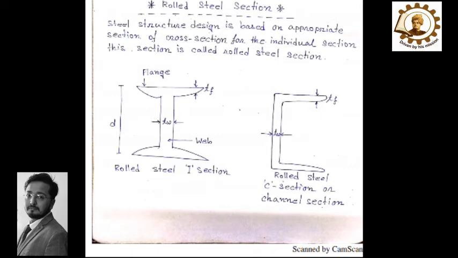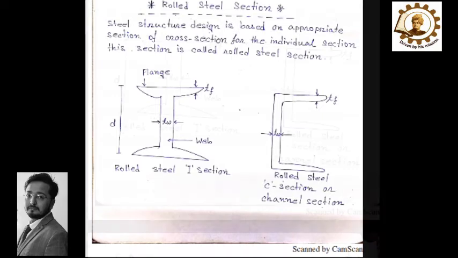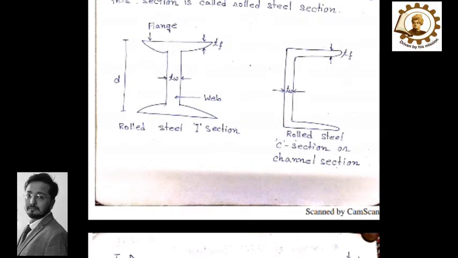Thickness of flange is denoted by T suffix F. Thickness of web is denoted by small t suffix W, and width of flange is denoted by small b suffix F. Now, on the right side, you can see a section, the shape is like C.